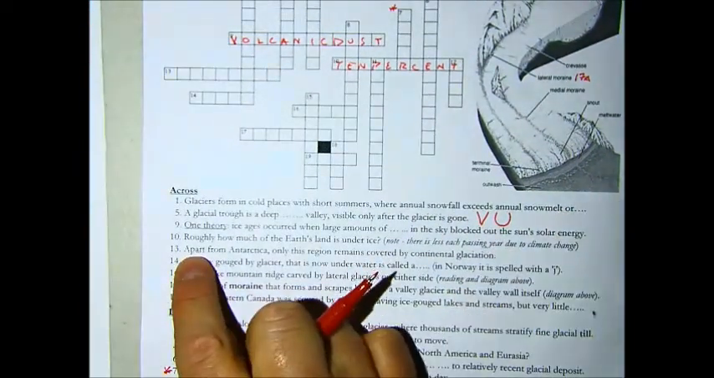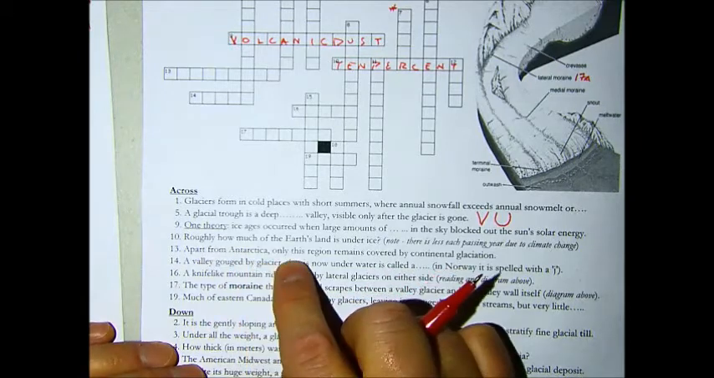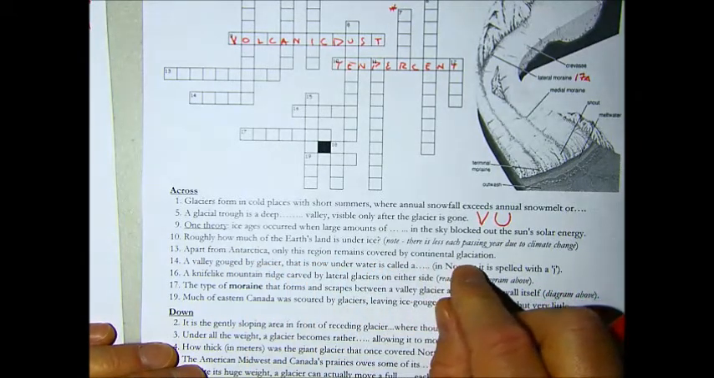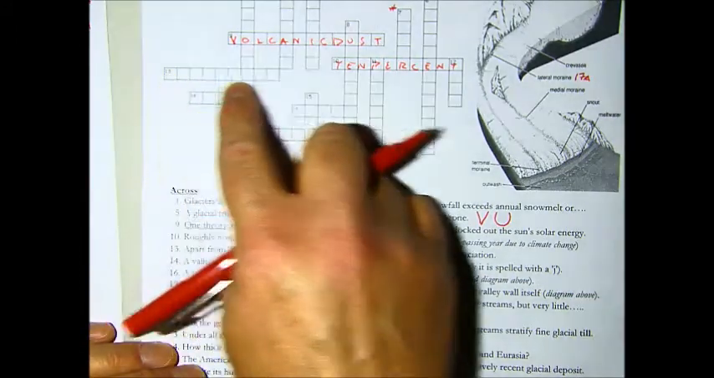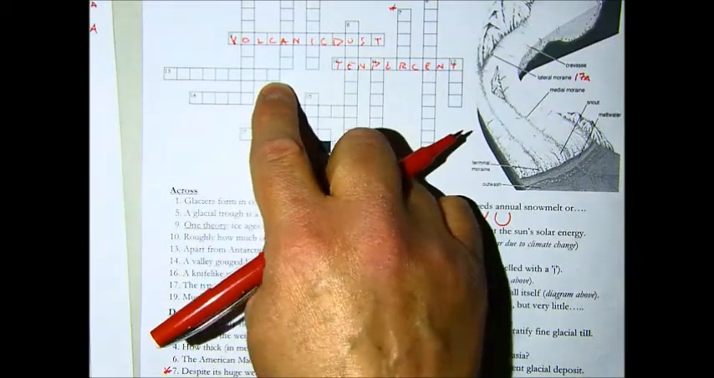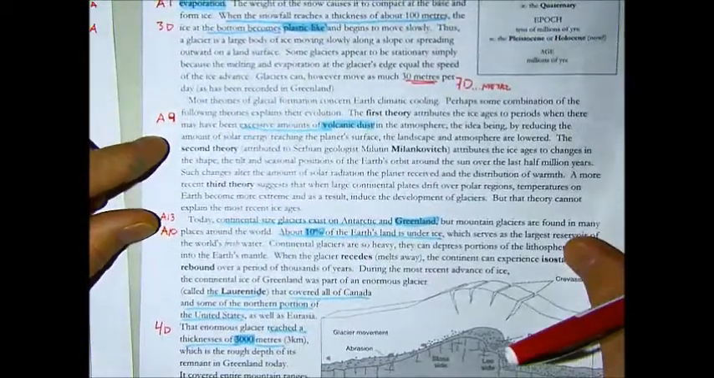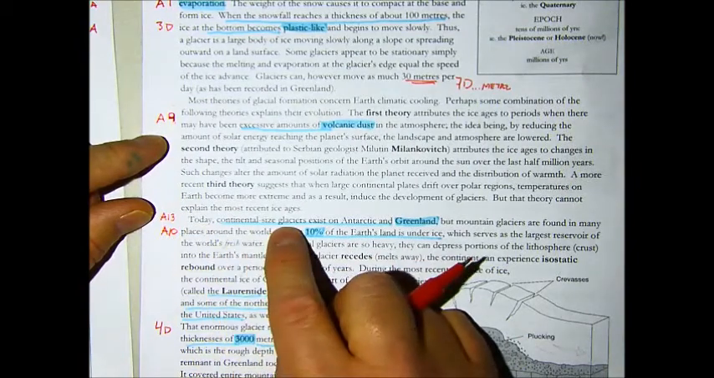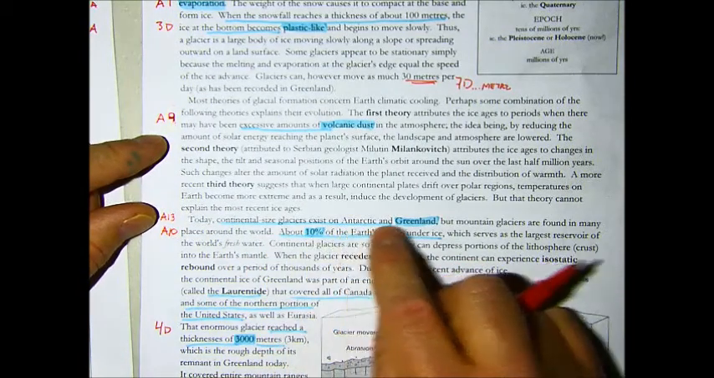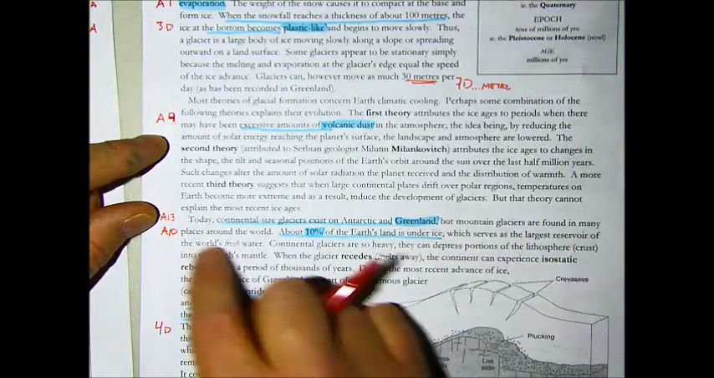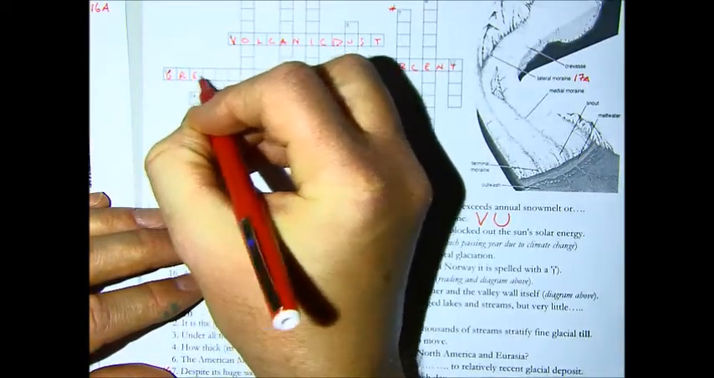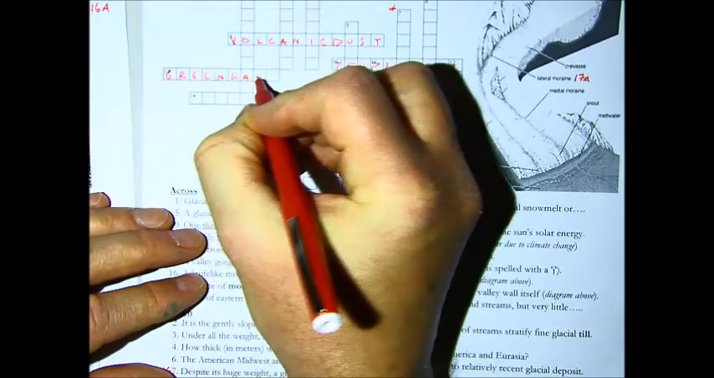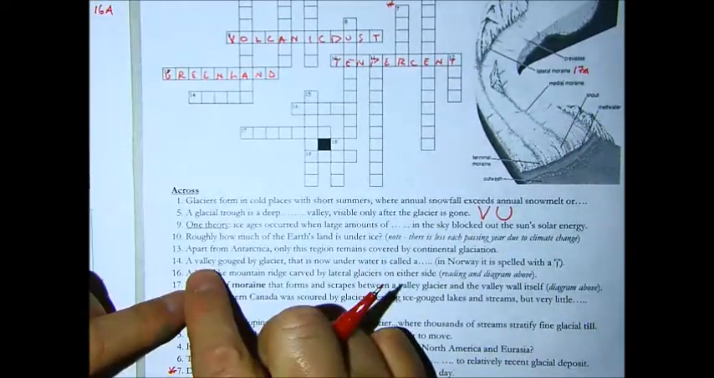Let's see here. Number 13. Apart from Antarctica, only this region remains covered by glaciation. So we're looking for question 13 across. We're going back to the front page to our basics. Here we go. Today, continental-sized glaciers exist on Antarctica and Greenland, but mountain glaciers are found in most places of the world. But we want continental, so we're going to have to get Greenland down in here. Greenland. Okay.